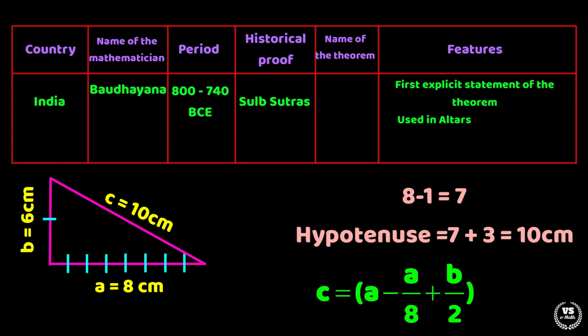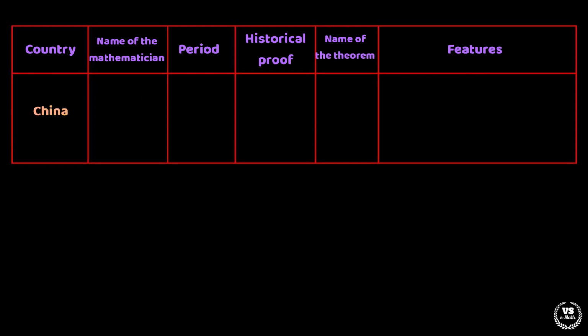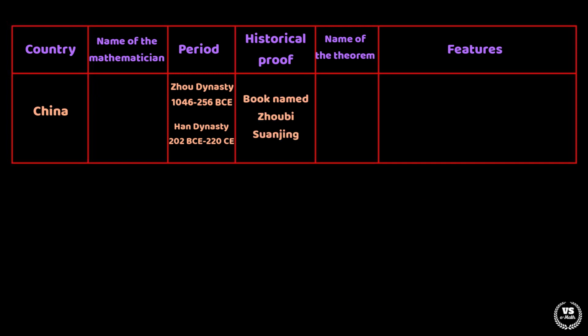Though Baudhayana stated the theorem and used it, he did not attempt to prove it. The Chinese book called Zhou Bi Suanjing, which has a collection of 246 puzzles, has the Gougu theorem, which is the Chinese version of the Pythagoras theorem. It was written by a mathematician called Shang Gao.